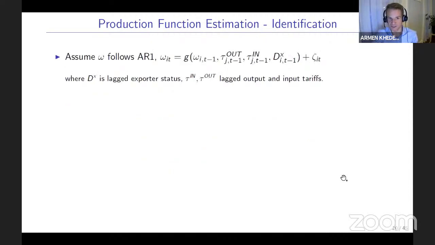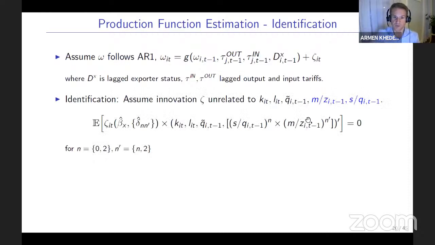Now, the identification in the second stage is going to be based on the following. We will assume that productivity, the productivity observed by the firm, will follow an AR1 process, which is described by this function g. And then on top of the terms that describe the evolution of the productivity, there's going to be a productivity innovation. And that's crucial in order to pin down the identification of the parameters. In our g function, we will include lagged values of productivity, and the literature has taught us that we should also include other variables that might determine productivity, so input and output errors and lagged exporter status.